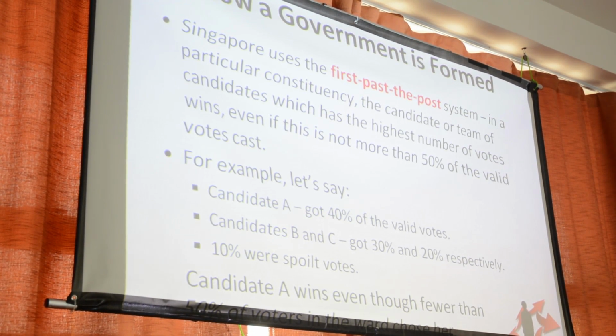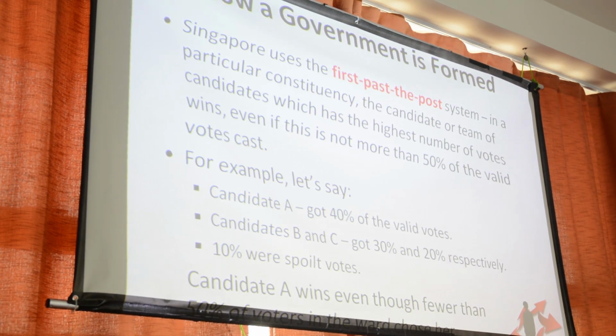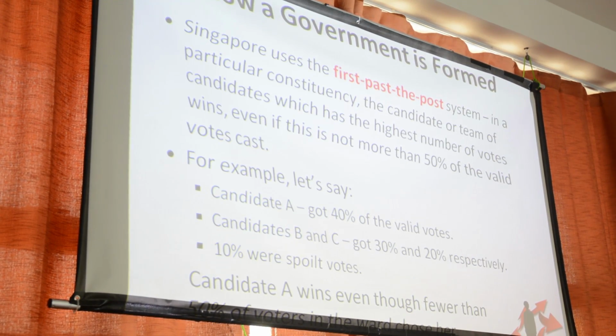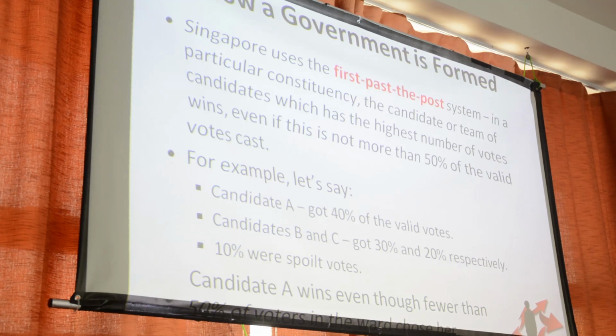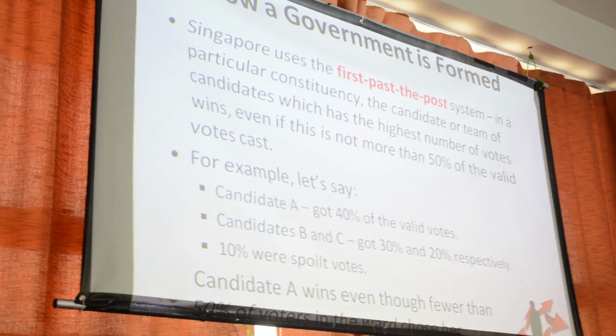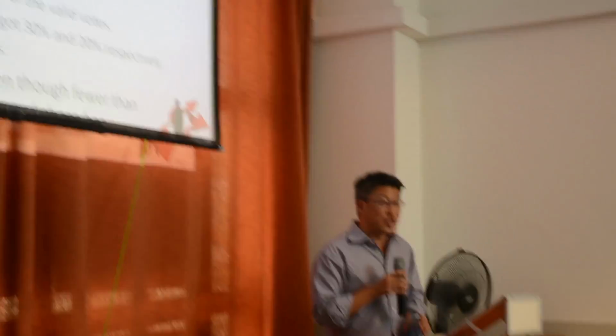So let's take a simple example. Candidate A got 40% of the valid votes. Of course, we reject all the spoilt votes. Let's say there were 10% spoilt votes. Candidate B got 30% of the votes. Candidate C got 20% of the votes. The winner is candidate A, even though not even half of the voters in the constituency voted for candidate A. As long as you have the most votes, you will win the election there.